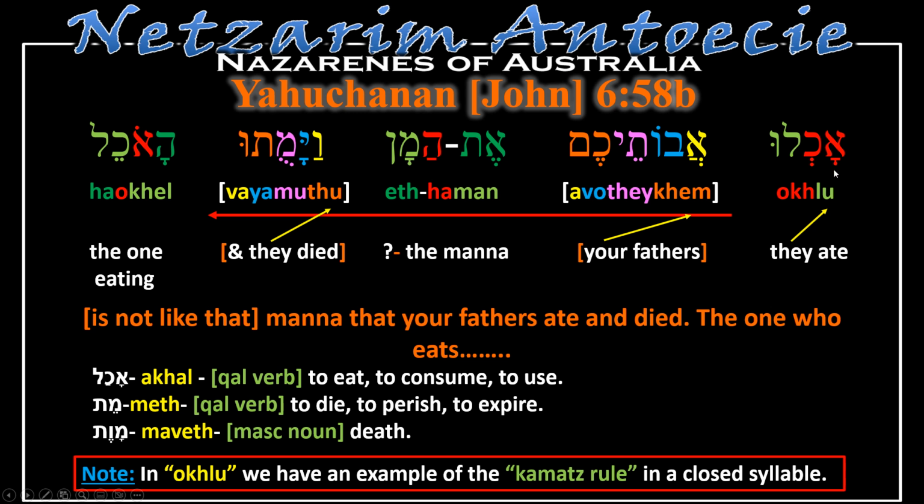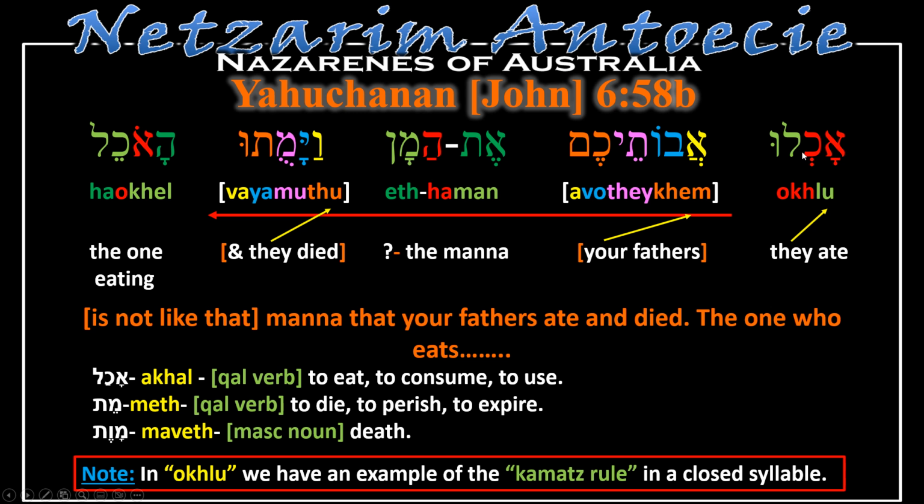So we begin, we've got a kamatz here. And because there's a kamatz, there is a grammar rule that tells us, and I've got it down here in oklu, where we use o instead of a. So in oklu, we have an example of the kamatz rule in a closed syllable.